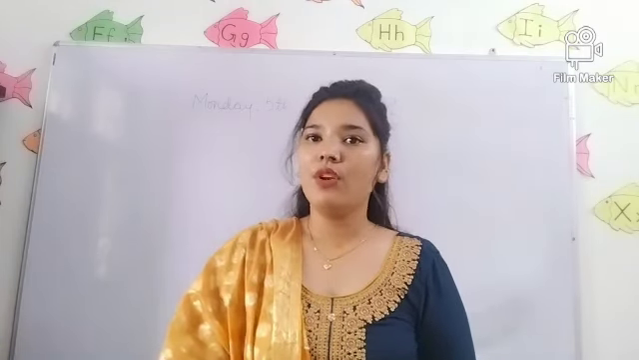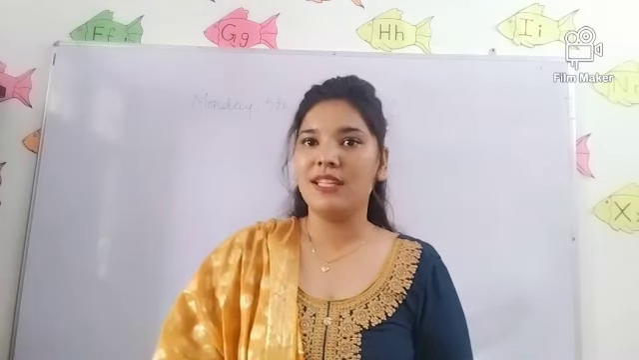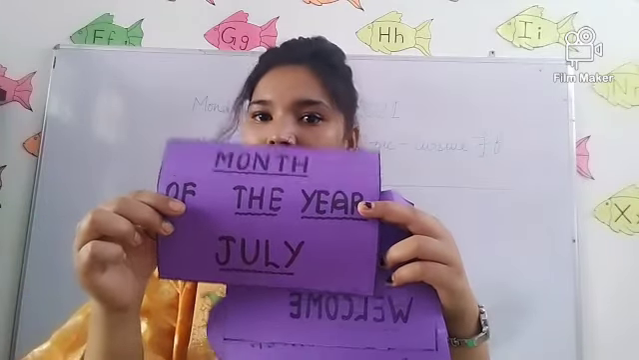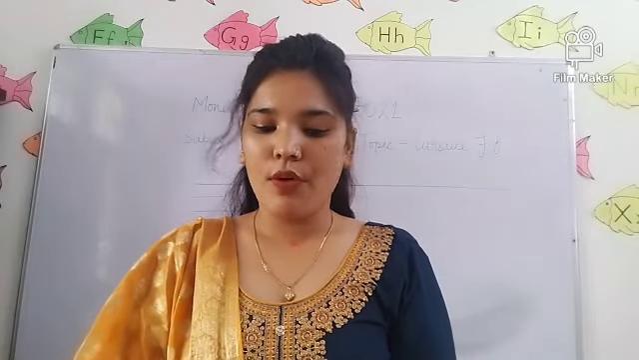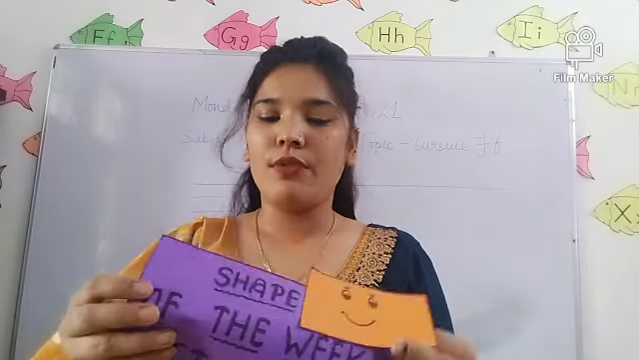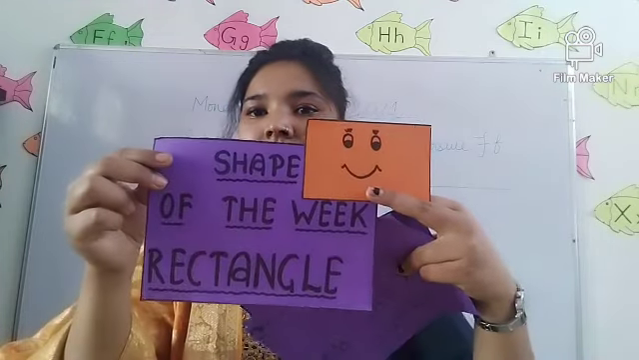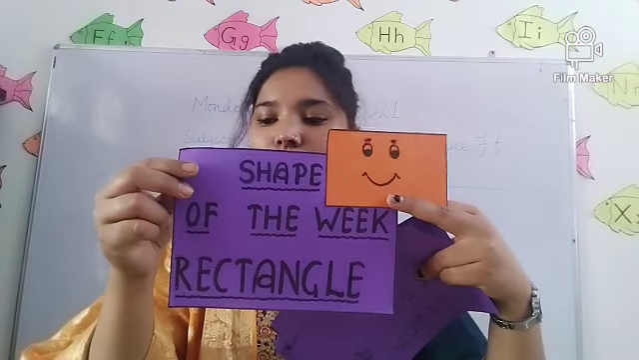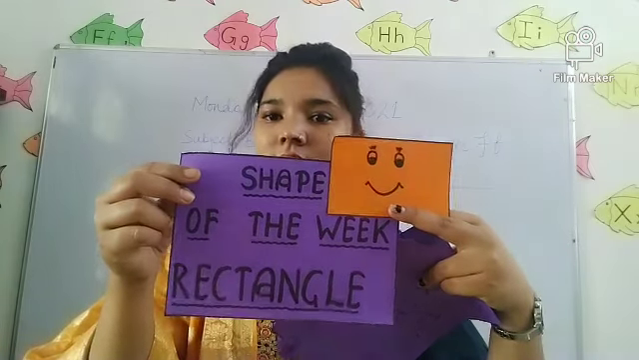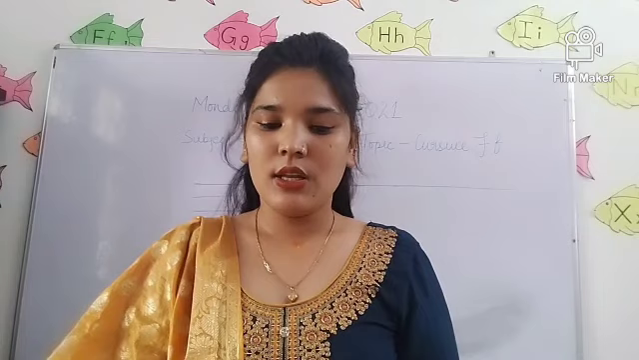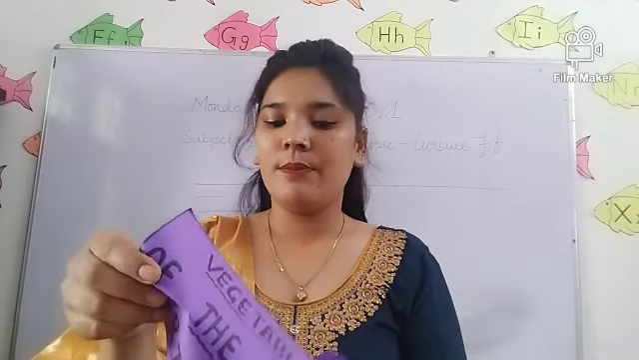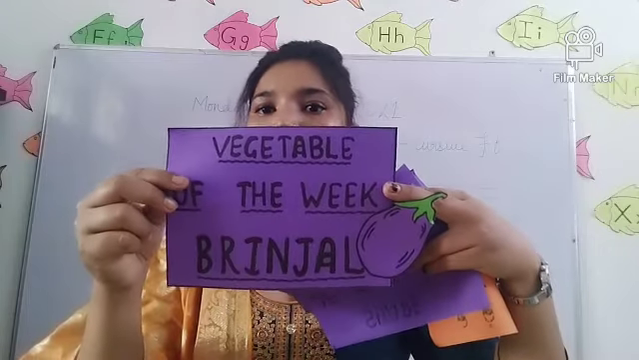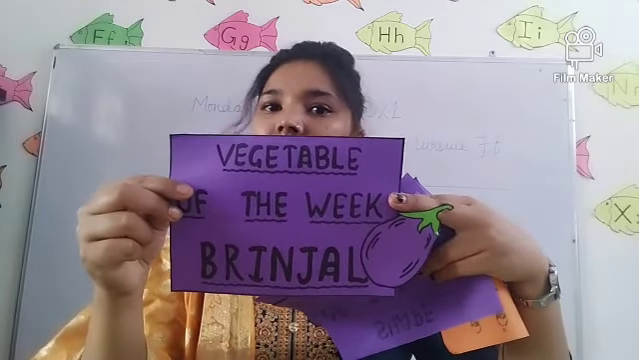So, before starting the topic, let's do the assembly. Month of the year is July. Shape of the week is rectangle. And vegetable of the week. Vegetable of the week is brinjal.